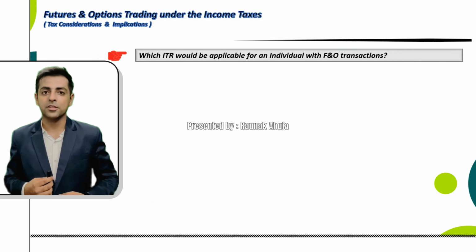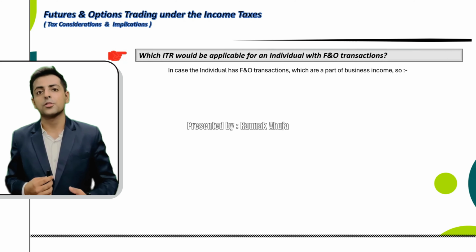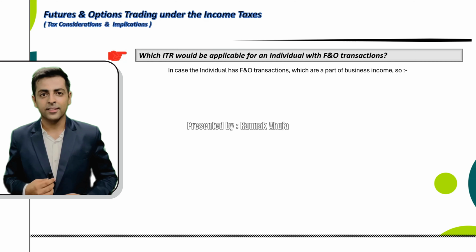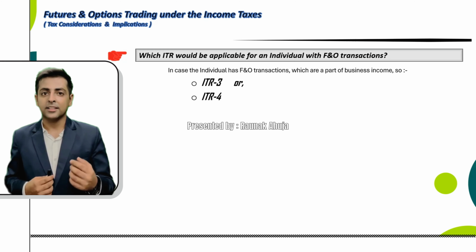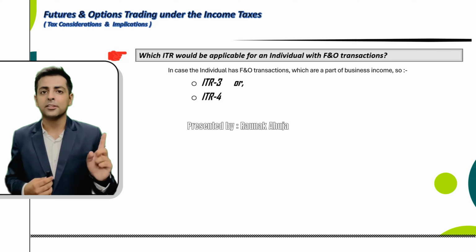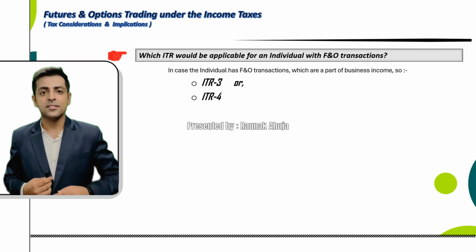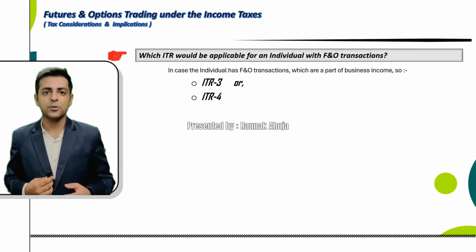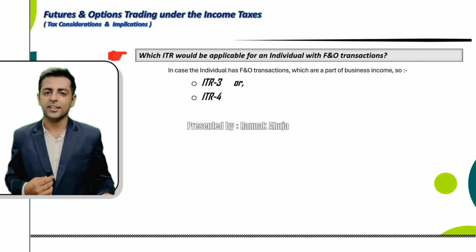Now, the next big question is, which ITR is to be filed in case you have profits or losses from the FnO segment? Now, in case you are an individual or an HUF, then in such a case, you are left with no other option but to file either ITR-3 or ITR-4. Since the profits or losses from the FnO segment are to be treated as income from business, there are only 2 options available, ITR-3 and ITR-4.